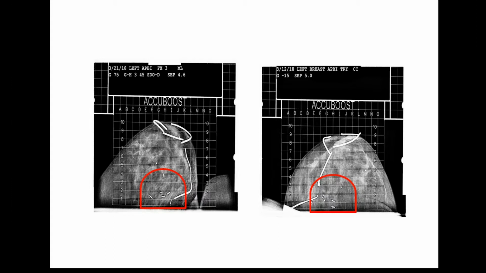So once again, in this era of oncoplastic reconstruction, and this has really been an area of a lot of concern in the radiation oncology community, how do we boost these patients? I have to tell you, with AccuBoost, we just haven't found that to be a problem. Next slide.